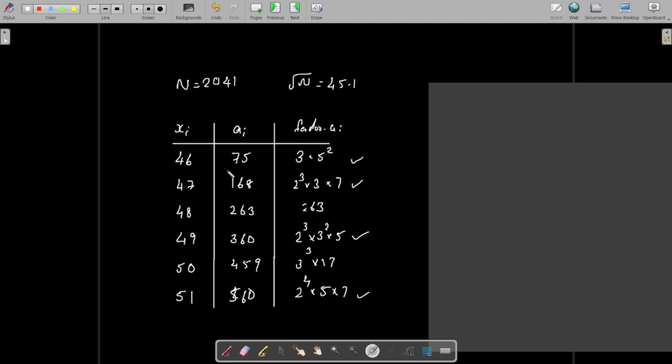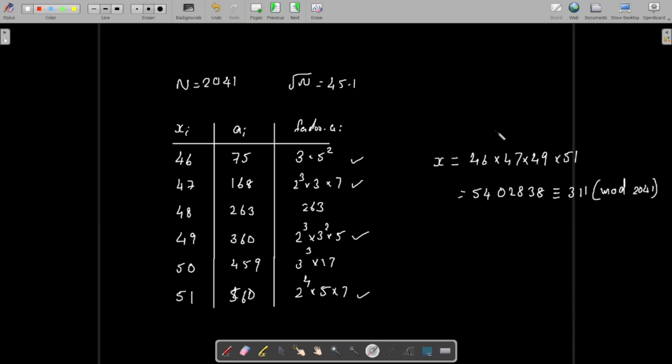So what happens if we choose these 4 rows? The product of ai's becomes 3 into 3 into 3 square, which is a square. 5 square into 5 into 5 is a square. 7 into 7. Then the product becomes a square. Okay. So we choose our requirement x and y in such a way that x is equal to the product of the x's in the corresponding rows. That is 46 into 47 into 49 into 51. It becomes this number, which is congruent to 311 mod 2041. You divide this number by 2041 and find the remainder. Okay. So that is our x.